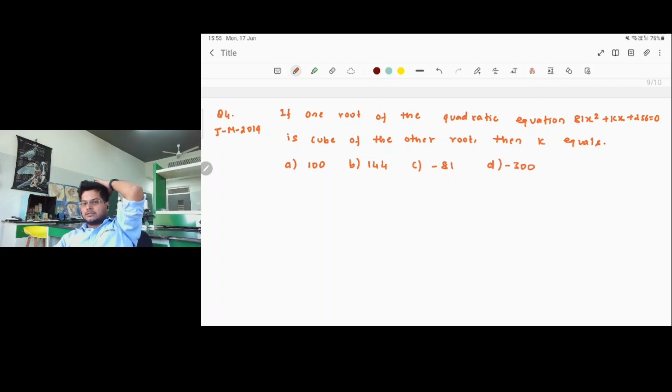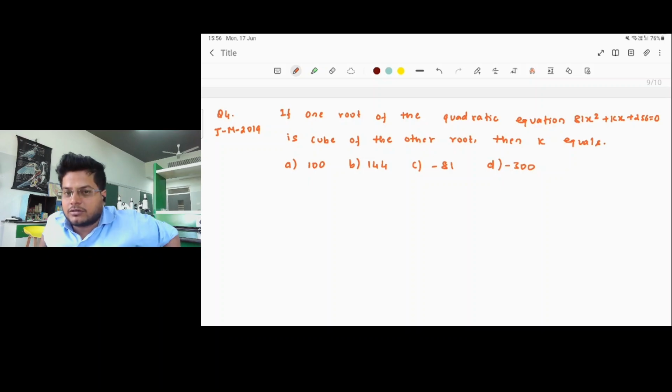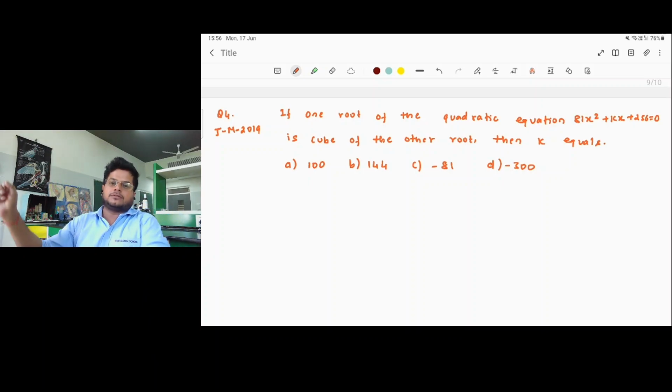Okay, so you can see this is the third question of that same template. The first one we did is that the root is twice. The second question we did that the root is square. And now this time the question is that the root is cube of the other root. Again, pause the video just to test whether you have understood or not. Solve this question, then come back and verify whether you have got the same answer.